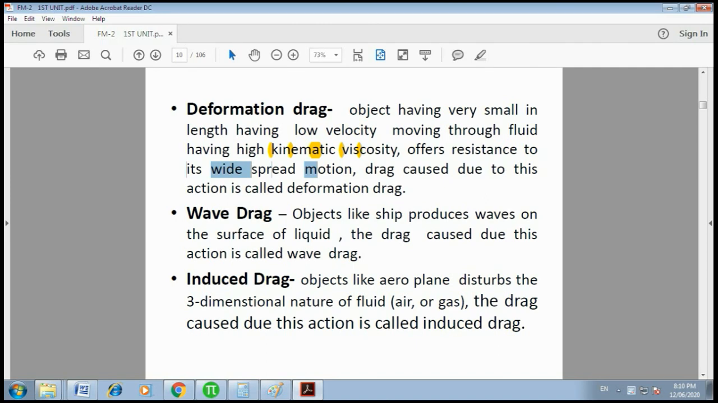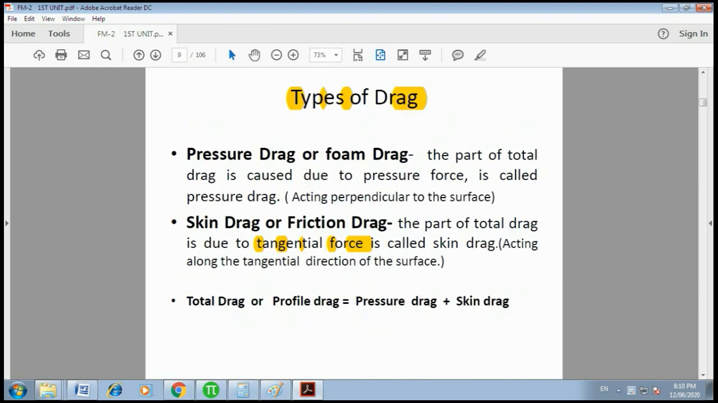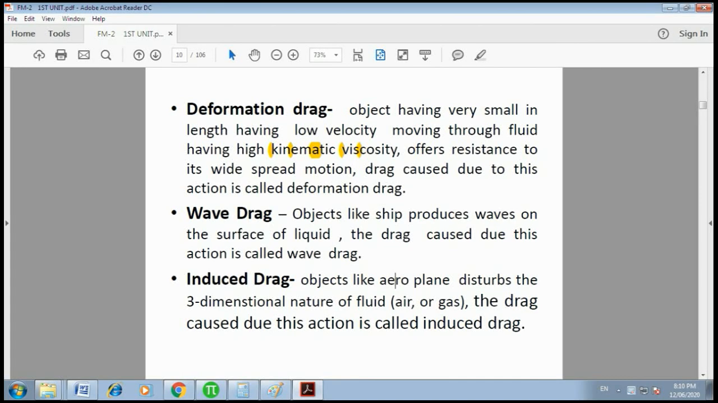The next one is wave drag. Objects like a ship produce waves on the surface of the liquid, and the drag caused by this action is called wave drag. Then induced drag. Objects like an aeroplane disturb the three-dimensional nature of the fluid, air or gas. The drag caused by this action is called induced drag. So these are the types of drag: first pressure drag or form drag, then skin drag or friction drag, then total drag, then deformation drag, wave drag, and induced drag.